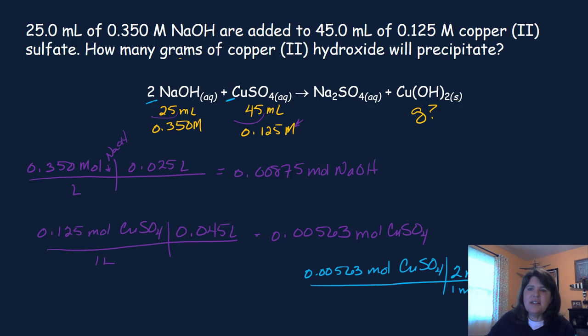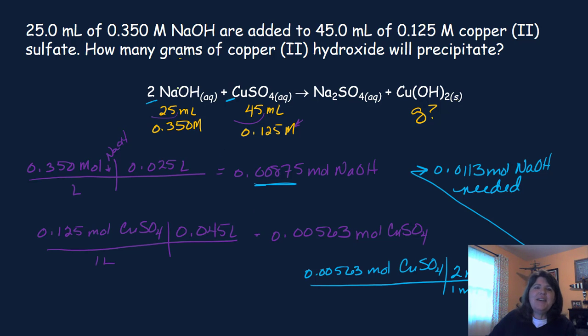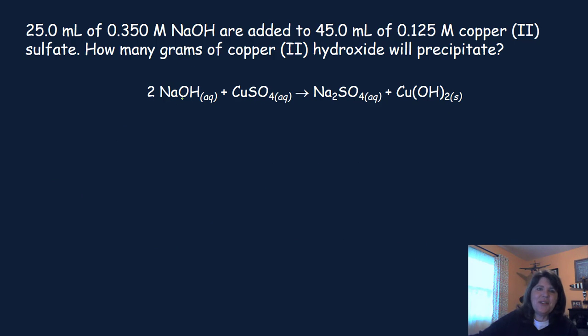Punching that into the calculator, you'll find where I actually wrote it. 0.0113 moles of sodium hydroxide needed. If I compare the number I just wrote in blue to this number, you can see that I'm not going to have enough sodium hydroxide. Therefore, the sodium hydroxide is my limiting reactant.